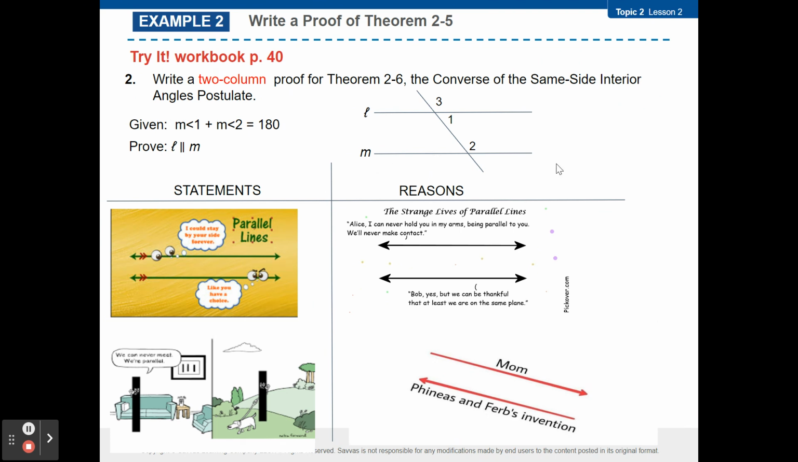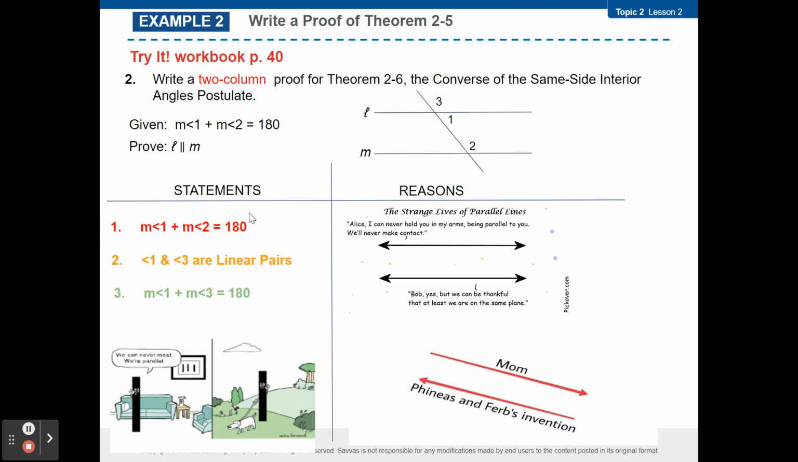So here is our given. And then we're going to state that 1 and 3 are linear pairs. And then we're stating the measures, the sum of the measures equals 180. What's the reasoning for this? What's the reasoning for orange? Who can tell me?